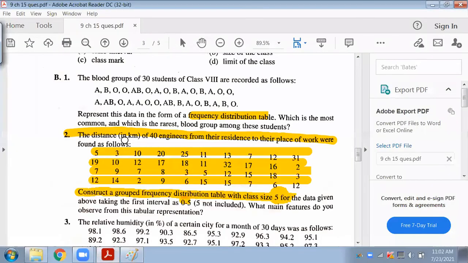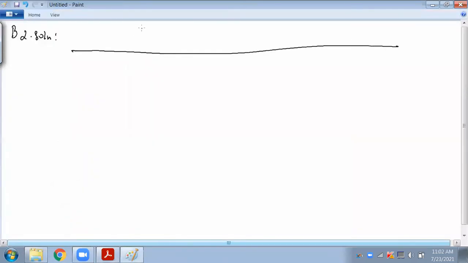Now here, say you're asked to make a group distribution table with a class size of 5, and the first class interval should be 0 to 5. So when you make a group distribution table, we can just take the first column as class interval.